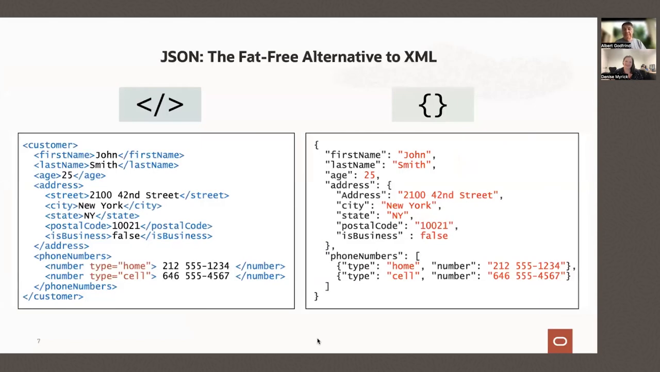So what's JSON? One way to think about it is the fat-free alternative to XML. XML is great, it's very structured. Well, JSON is very structured too, but XML is very verbose. You have start tags and end tags for a lot of text. JSON is much lighter. It only has squiggly brackets and key-value pairs. So it does use less space, which is useful, and it compresses well as well. And it's also easier to process.